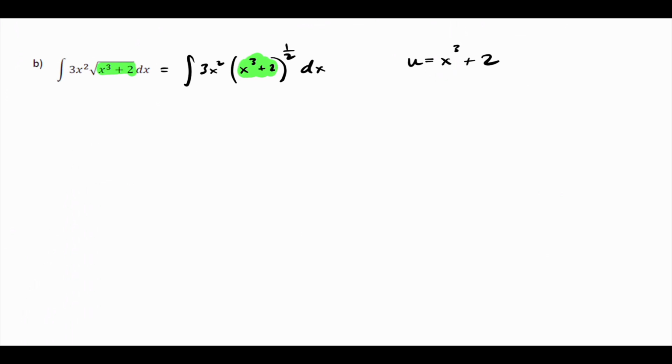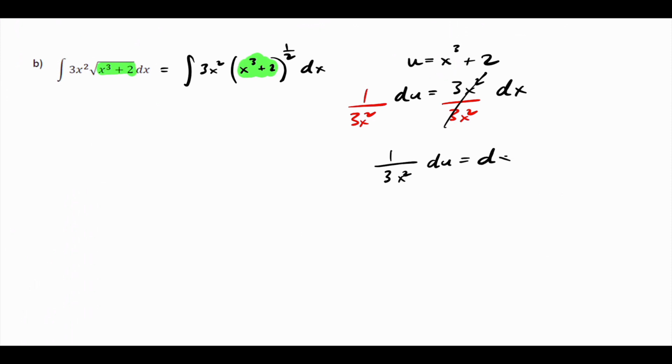If that's your U, what is du going to be? 3x squared dx. Next step, solve for dx. Divide both sides. One over 3x squared du equals dx. Okay.